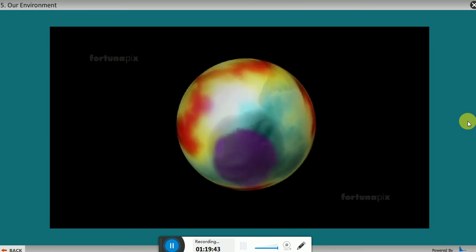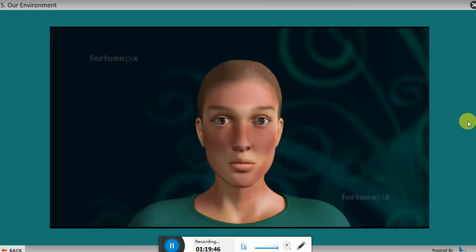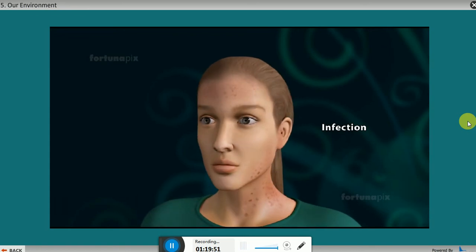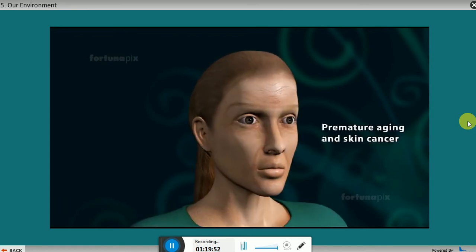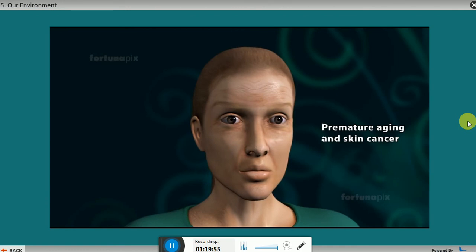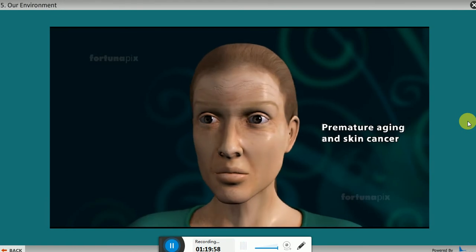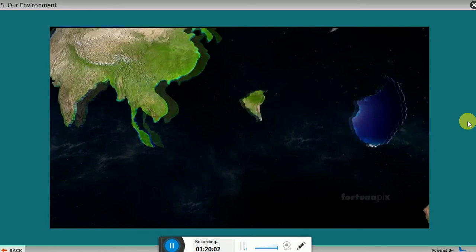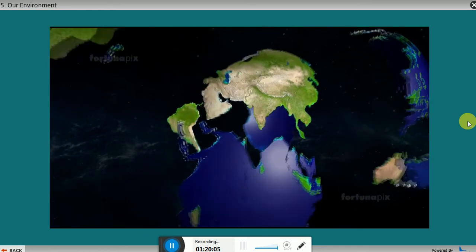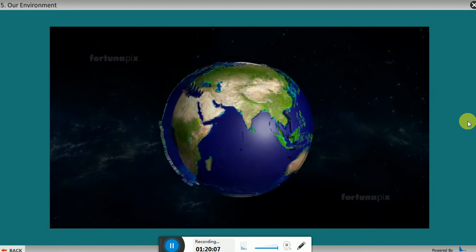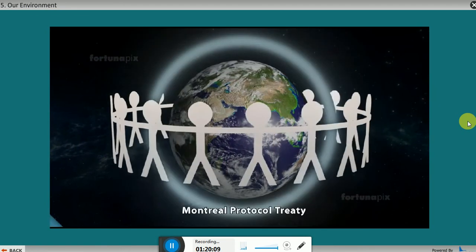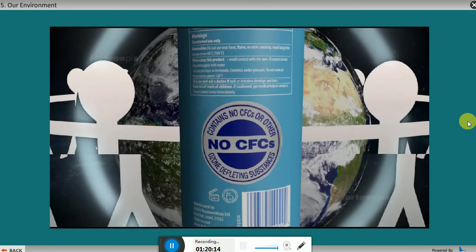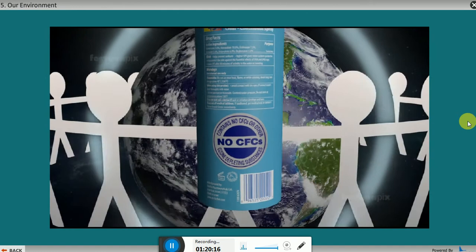Exposure to UV radiation causes sunburn, infection, premature aging of skin, and other harmful diseases such as skin cancer. Since the depletion of the ozone layer is a serious issue, countries all over the world have agreed to a treaty called the Montreal Protocol banning the use of chlorofluorocarbons. This treaty will reduce the production and use of ozone-destroying chemicals.